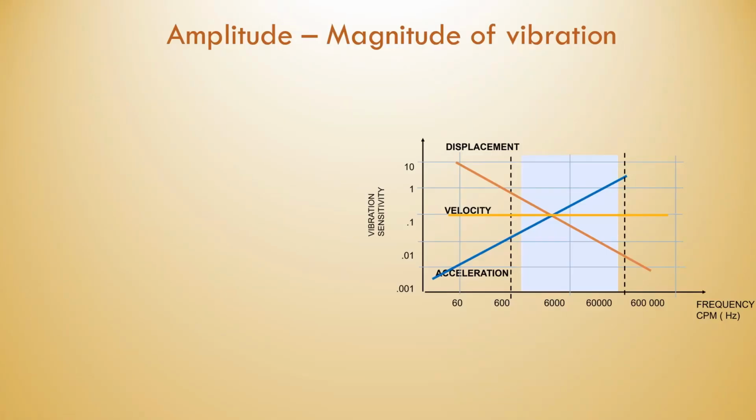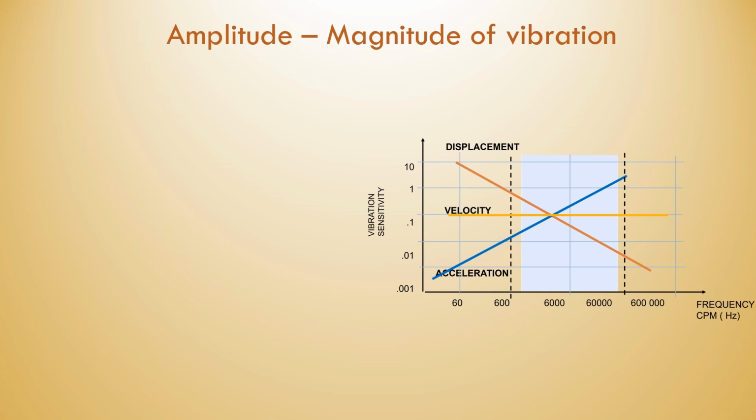In vibration analysis, displacement, velocity, and acceleration graphs are essential tools for understanding the behavior of vibrating systems. When plotting displacement, velocity, and acceleration graphs in vibration analysis with frequency on the x-axis, usually in Hertz, and vibration sensitivity on the y-axis, the interpretation slightly differs.